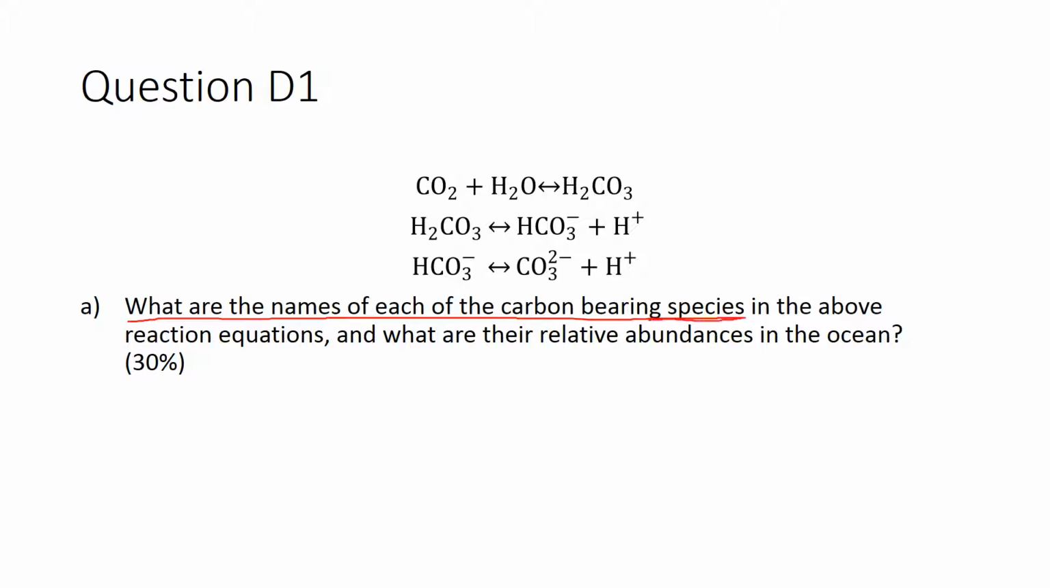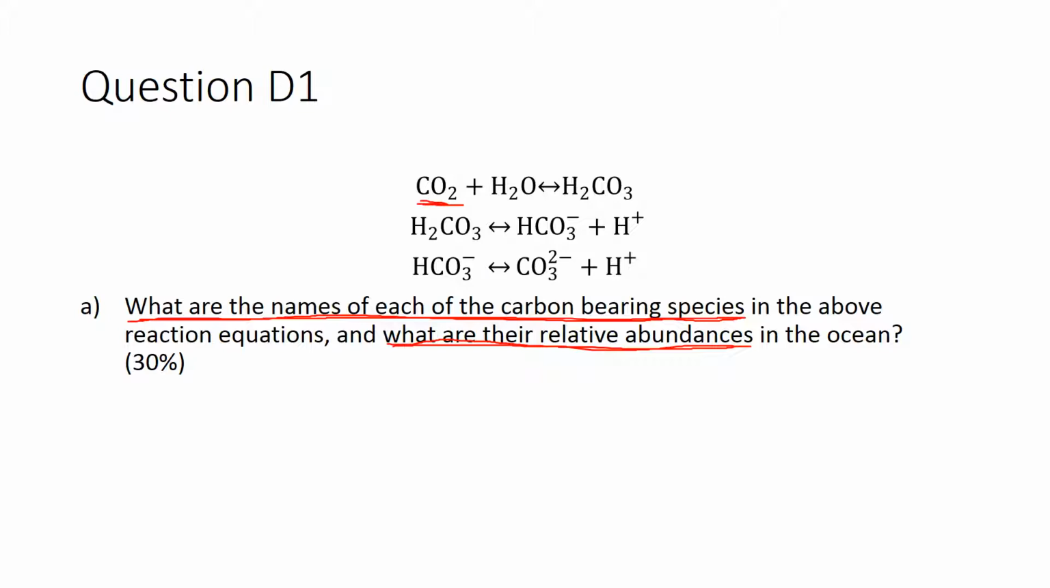If you read through the question, you can see that it asks what are the names of each of the carbon variant species. That is really what we're asking you. Then there's a second part of the question that you should answer: what are their relative abundances? So you've got two parts of the question there to answer. To get full marks, you need to answer both of them.